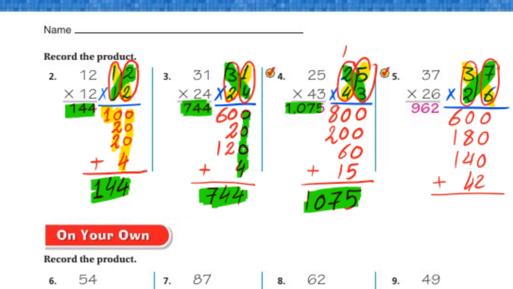Then add them. The first one is 2. The second one is 16. 6, and carry up 1. 1 plus 6 equals 7, 7 plus 1 equals 8, plus 1 equals 9. Excellent. So our answer here is 962. Thank you, Yasser.